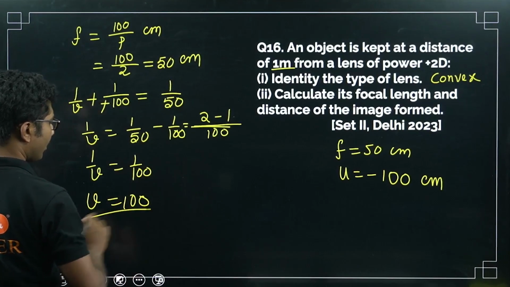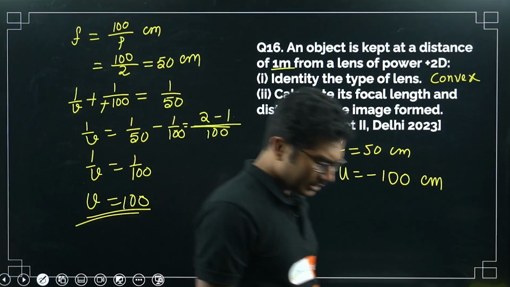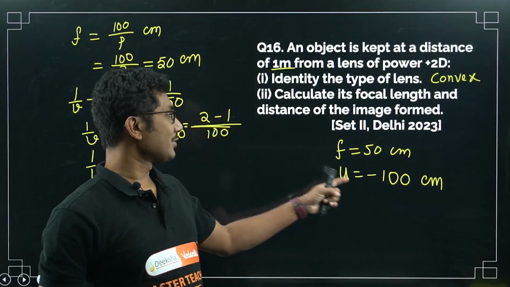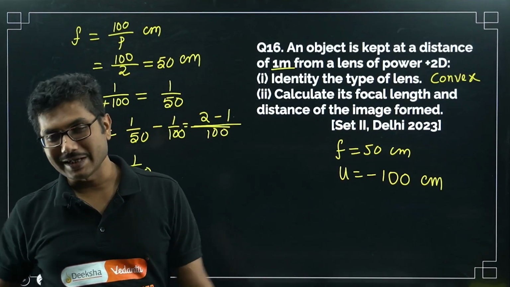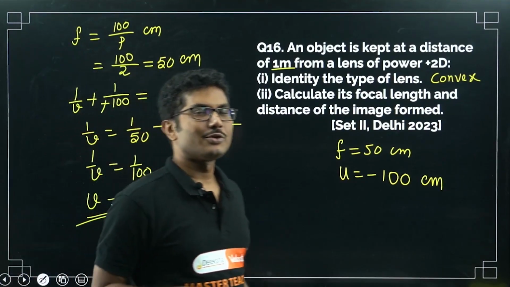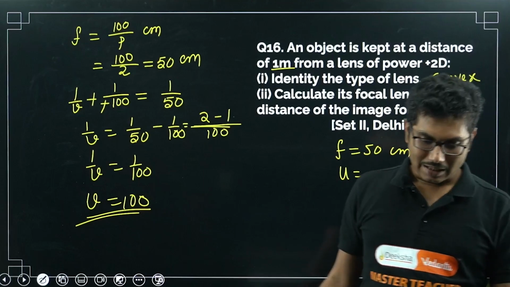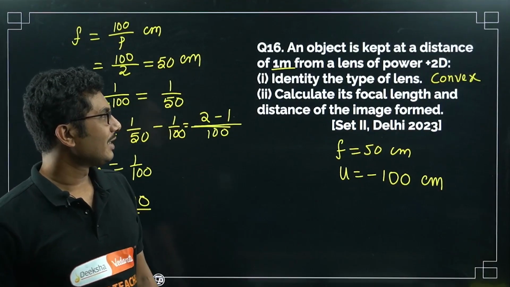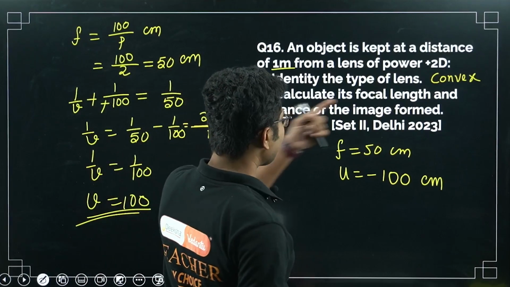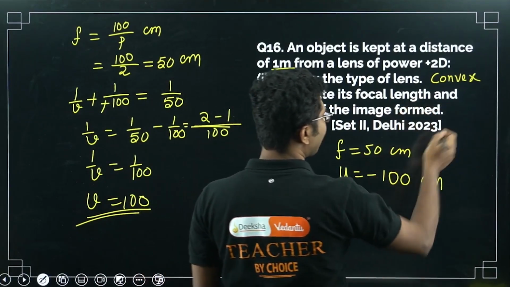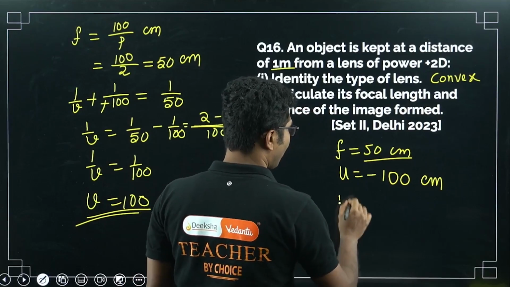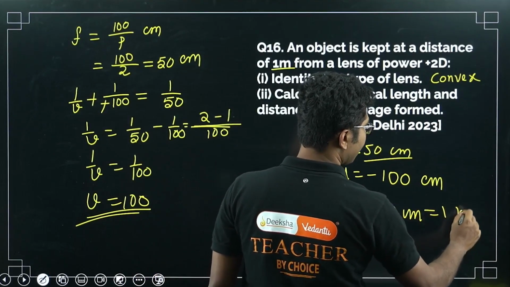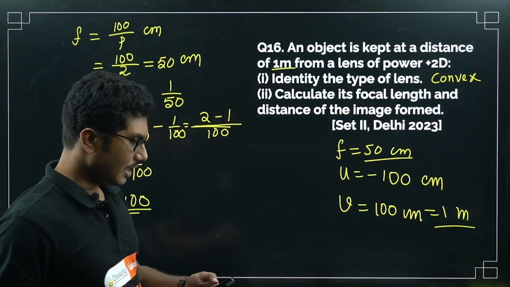We may not even need to solve this question, because if we realize that U is actually 2F, then V will also be 2F, but on the other side of the lens. Because it's a lens, it will be on the other side, inverted, same size as the object. So we have calculated: convex lens, focal length is 50 centimeter, and image distance is 100 centimeter or 1 meter as well.